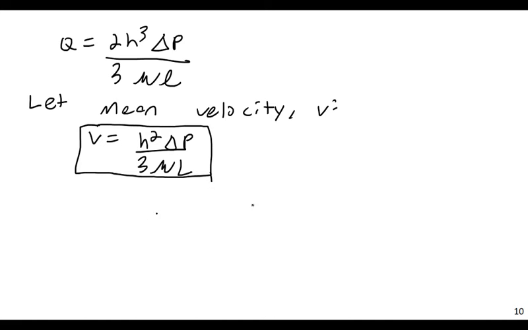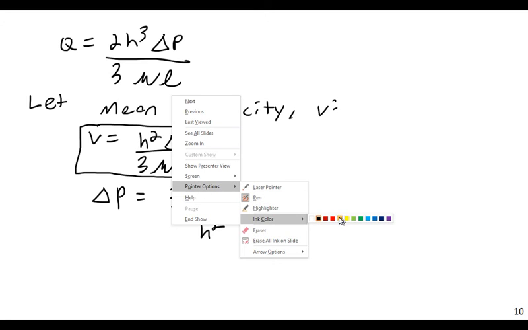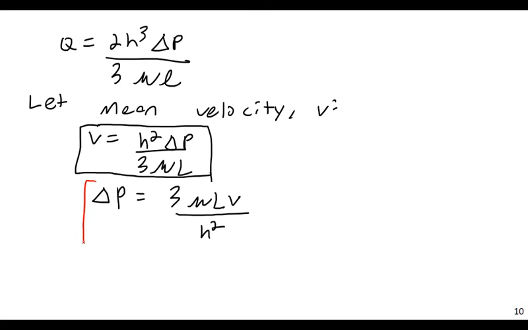Or we could also work this as, if we solved this for delta P, delta P equals 3 mu L V divided by h squared. And we could easily turn that h into a diameter as well, if we wanted. Or I guess this is assuming parallel plates, but that's the basic idea.